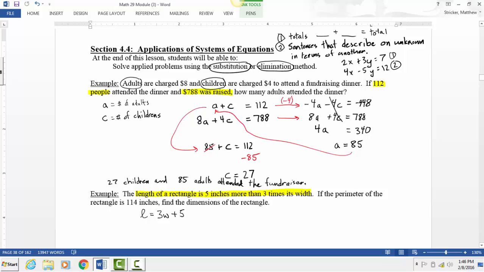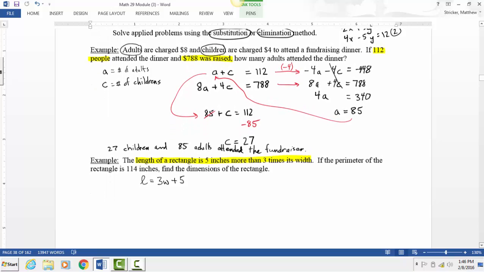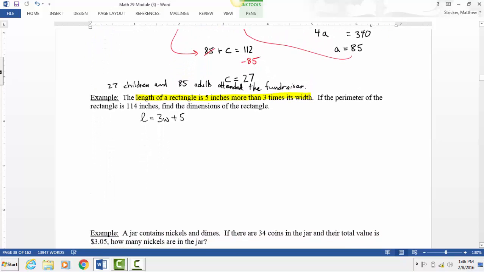Okay, so that's the idea with these. For each of the rest of the applications, I'm not going to go all the way through and solve. I just want to go over how to set them up, because we already know how to solve these. So moving on to the next one, it says the length of a rectangle is 5 inches more than 3 times the width. We already wrote that equation. Let's see what else we have, though.